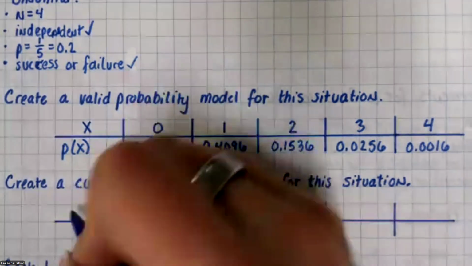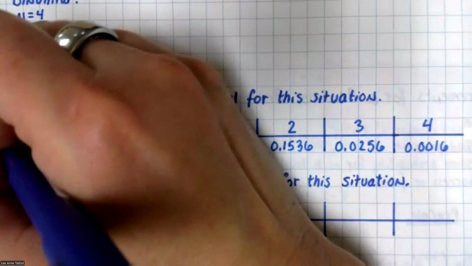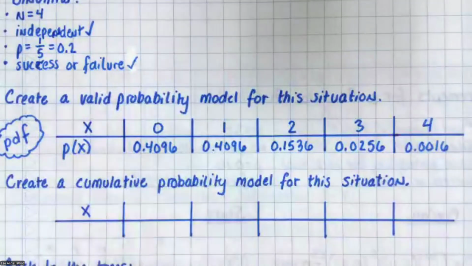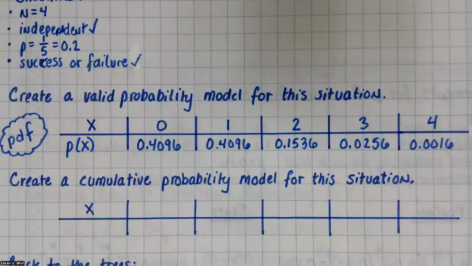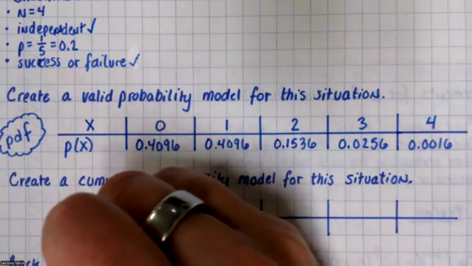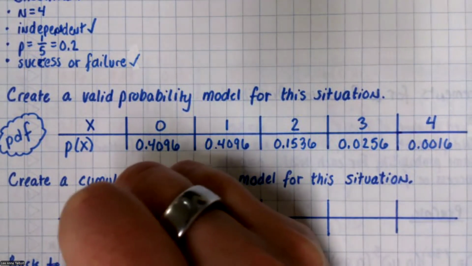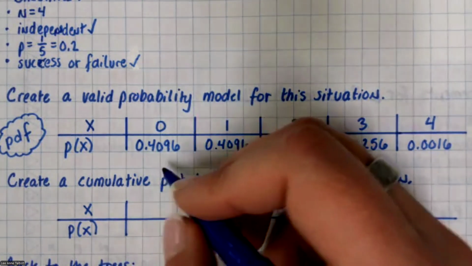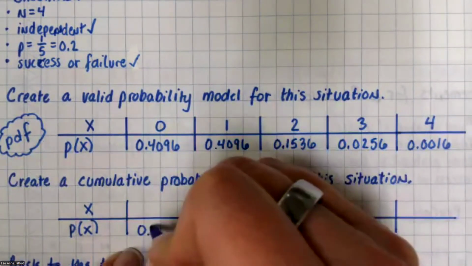Make yourself a little note that you got those using PDF. PDF does not stand for whatever digital format. It's probability density function. That's what we're doing now. CDF means cumulative density function, and the first one, 0, is going to be the same.